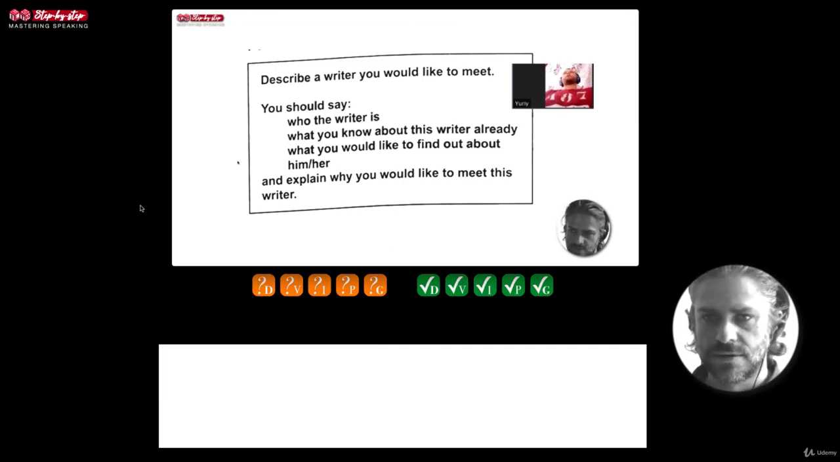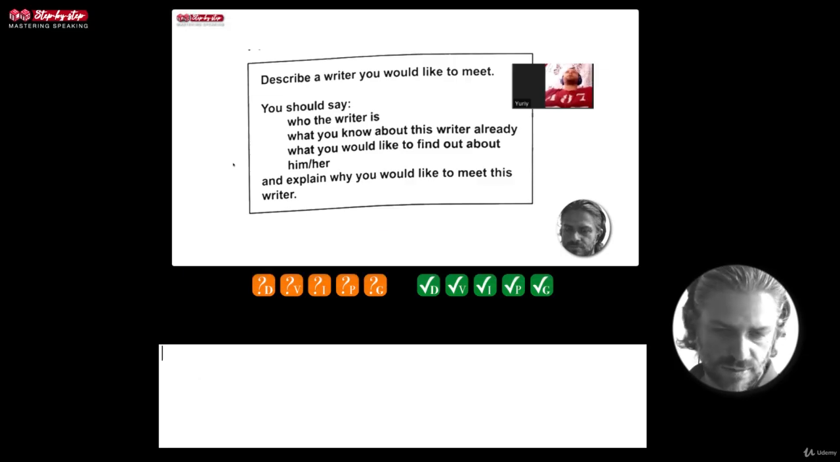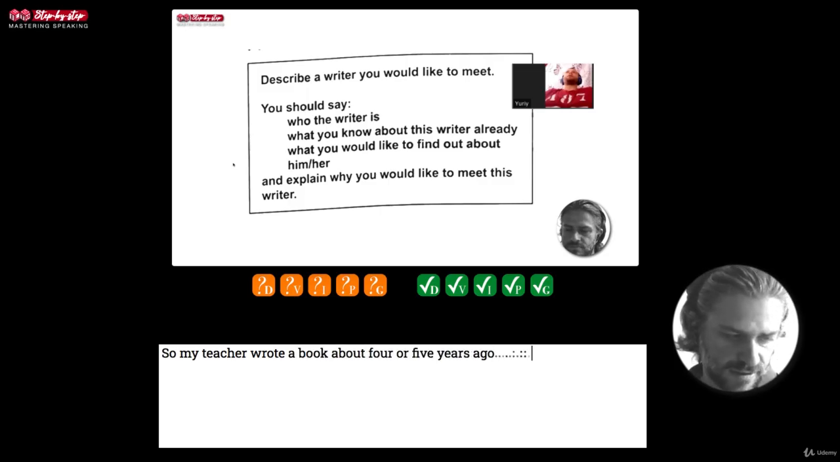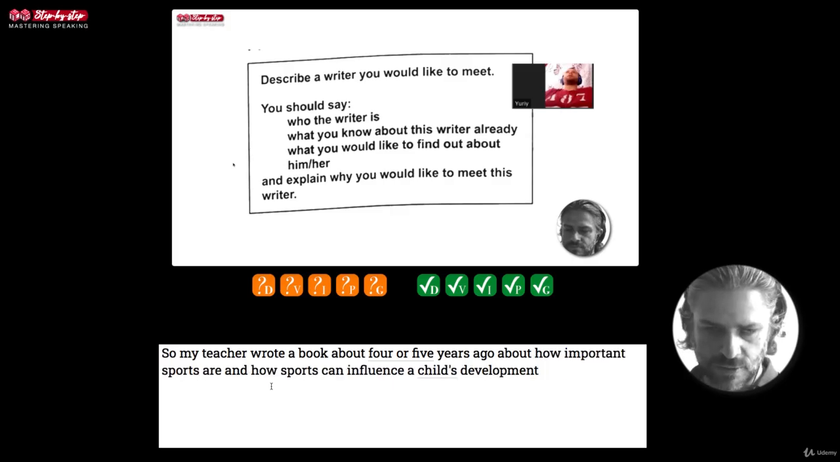About the influence of sport on kids' life, and it is very important to learn about it. Okay. So my teacher wrote a book about 4 or 5 years ago about how important sports are and how sports can influence a child's development. Okay.